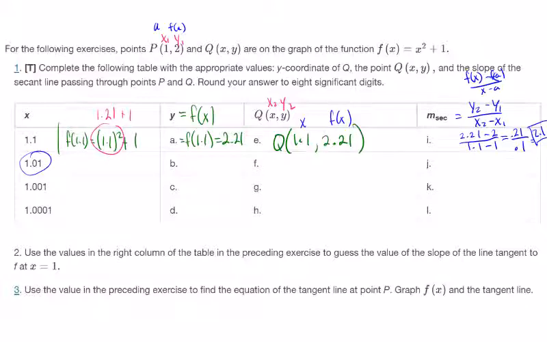I'm going to let you do this one here. So what I want you to do is plug that into this function and find b. All right, I got 2.0201. So I basically squared 1.01, and then I added 1 to it, because that's what the function says to do. So now I have those values, so now we have Q. That's our new coordinate point.